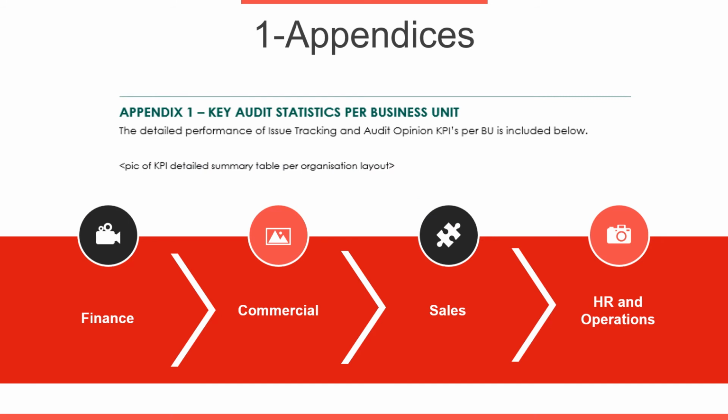Next, a number of appendices can be included. The first appendix is key audit statistics per business unit. Here, the overall statistics, the finance, you can put the percentage: how many observations were reported, how many implemented. So it is an overall view of the number of audit observations and the key statistics. I gave you just some examples, and you can put the name of the department depending on your requirements and your organization structure and style.